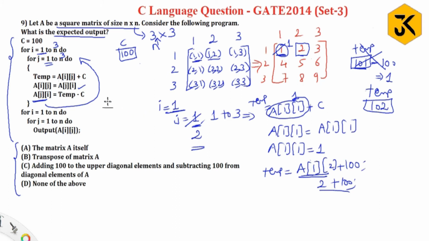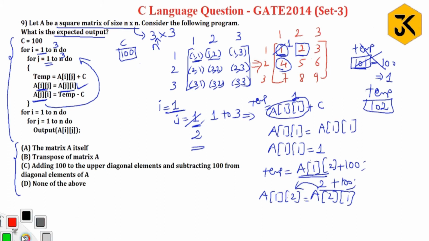Okay. Next step, A of ij. A of ij means A of 1 2 equal to A of ji means A of 2 1. What is A of 2 1? Second row, first column. That means 4. That 4 is copied to A of 1 2, means here 2 is replaced with the value 4.